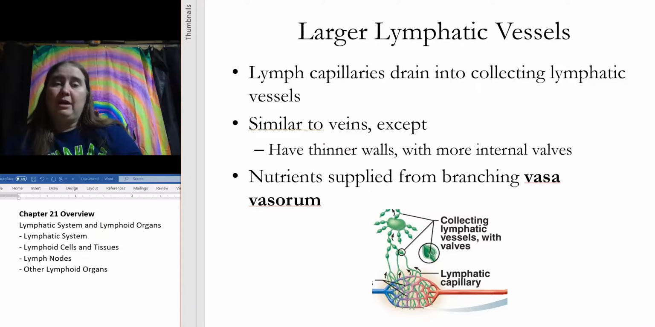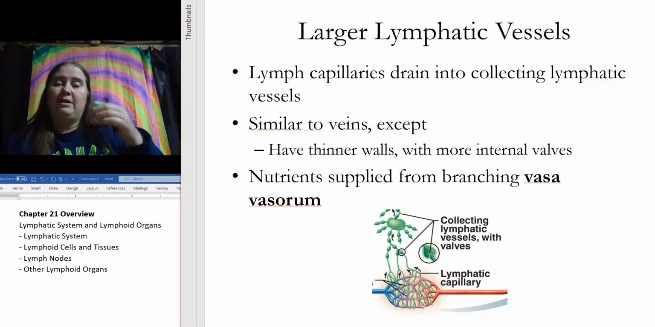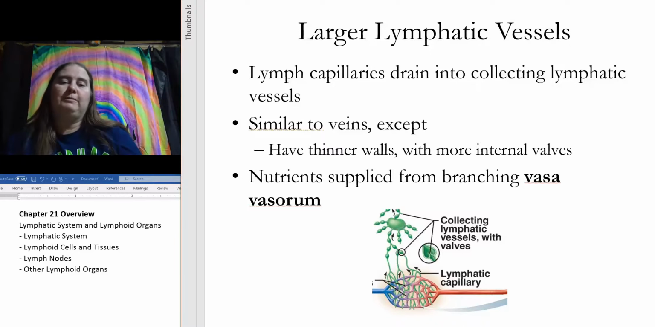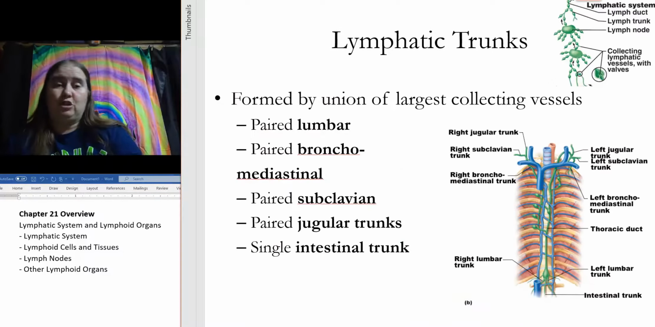Okay. So again, lymph is going to enter into these lymphatic capillaries. Okay. And then they'll enter into the larger lymphatic vessels. So those lymph capillaries will drain into the collecting lymphatic vessels. Okay. These are very similar to veins, except that they have a much thinner wall, and they have more of those internal valves to help that lymph move up to the heart. And it does have a vasa vasorum that's going to help supply the nutrients that it needs in order to carry out its function.